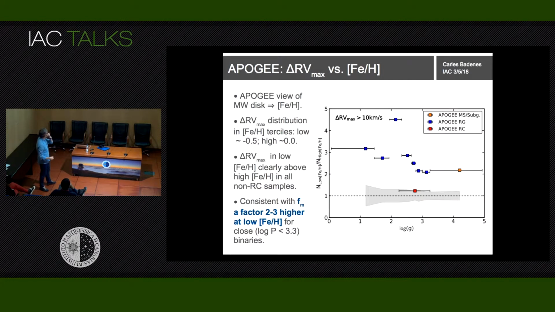And this is a pretty large effect. It's a factor of 2 or 3. Again, I'm not going to go into the details, just to give you an idea.